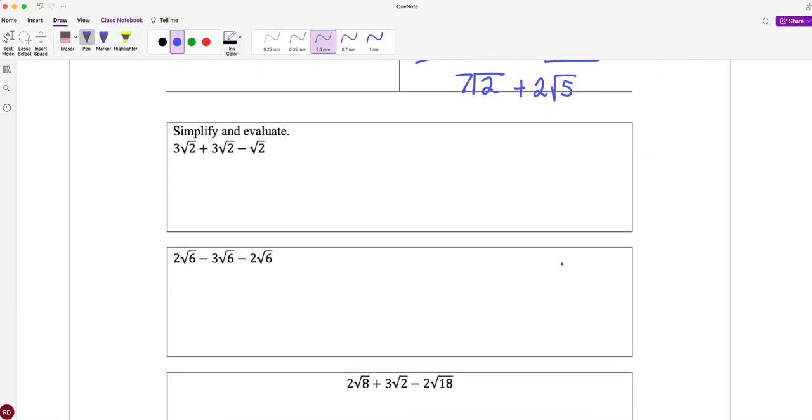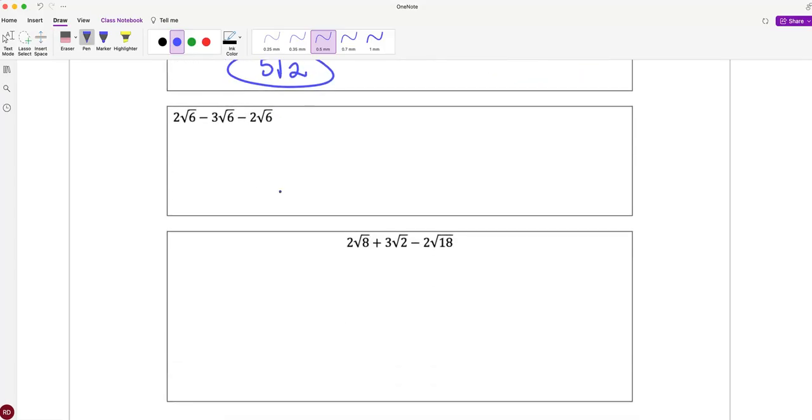Simplify and evaluate, okay? So 3 root 2 plus 3 root 2 is what? That's 6 root 2. So this is 6 root 2 minus 1 root 2, which is just 5 root 2. Next one, these are all like terms. So 2 minus 3 minus 2. The 2's cancel. This final answer is just negative 3 root 6.